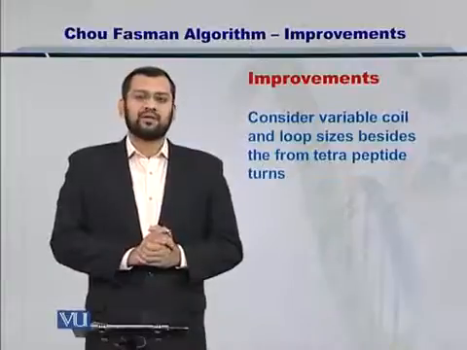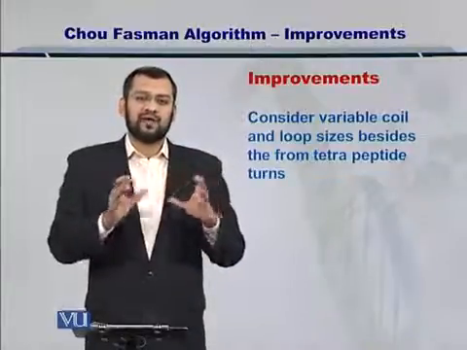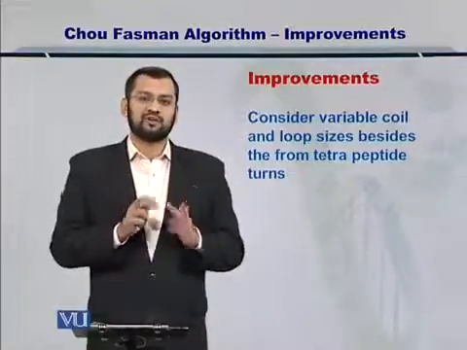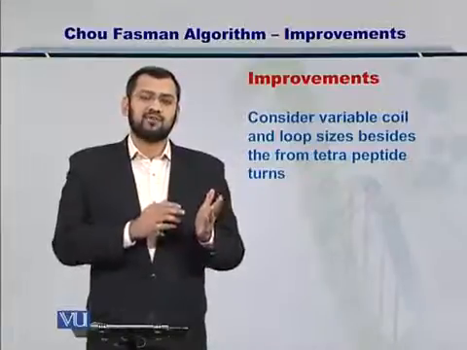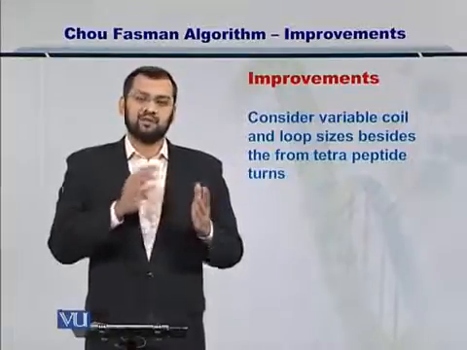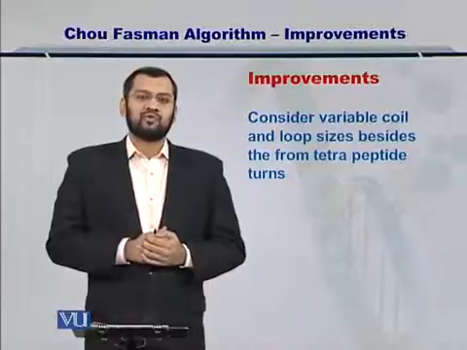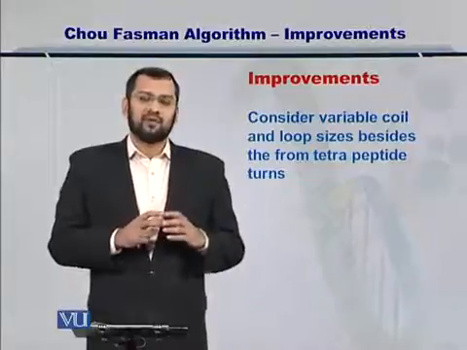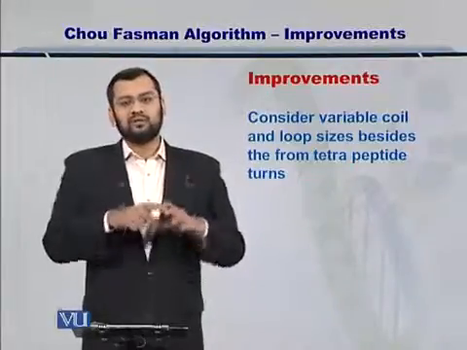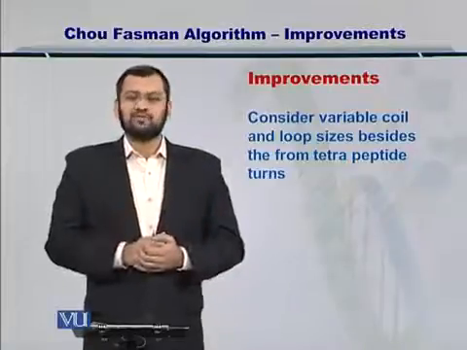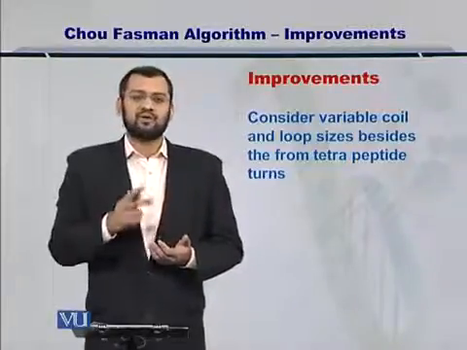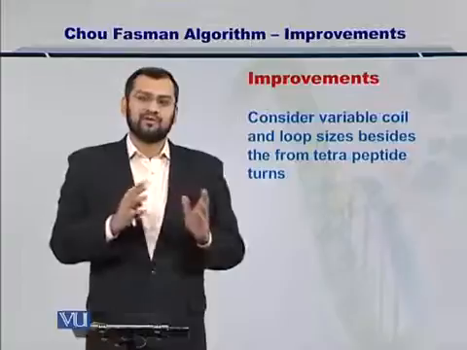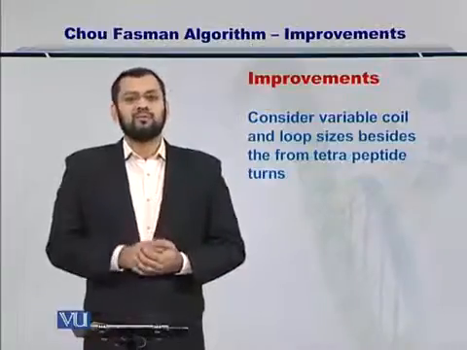Next is the point that for the beta turns and their prediction, we only consider 4 neighbors from a residue in the Chou-Fasman algorithm. That is Fj plus 1, Fj plus 2, Fj plus 3 besides Fj. So using these tetrapeptides, we compute the propensity for forming a beta turn. But as you know, the loops can have a variable size. So if the loops have variable sizes, then we cannot rely on just 4 amino acids, and it may be useful to consider variable size loops to form these structures.